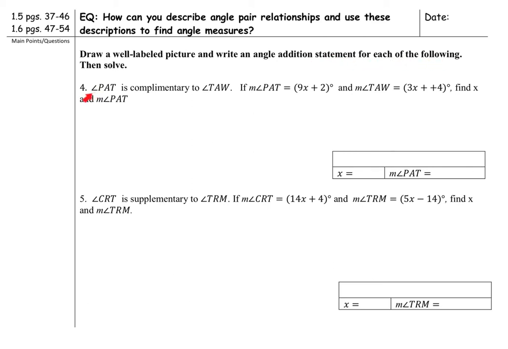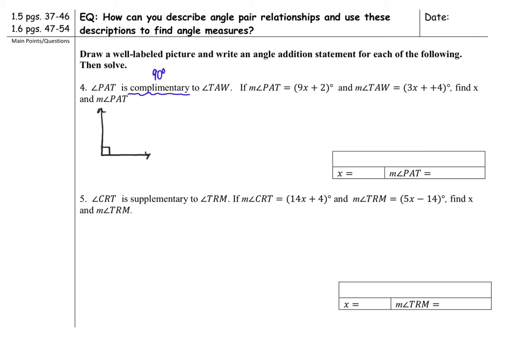So we have angle PAT is complementary to TAW. So we have to think about, what does complementary mean? Complementary means that these two angles are going to add to 90 degrees. So that means that in my diagram, I have to have a 90-degree angle.